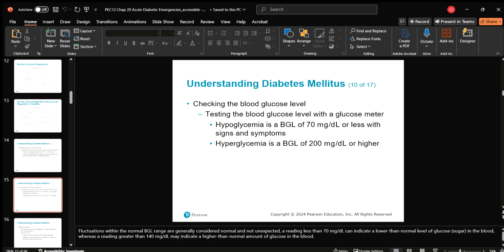All right, so hypoglycemia, we consider this a glucose level of 70 or less with signs or symptoms, okay? So you might test somebody's blood glucose level. It might be at 50, 60, which is pretty low, okay? But that might be normal for them, okay? If they're not exhibiting any signs or symptoms, that is normal for that patient. Okay, so it's only hypoglycemia if they're also exhibiting signs or symptoms. What are some signs and symptoms of hypoglycemia?